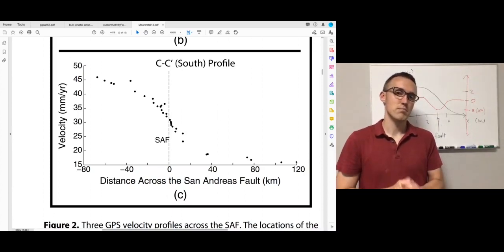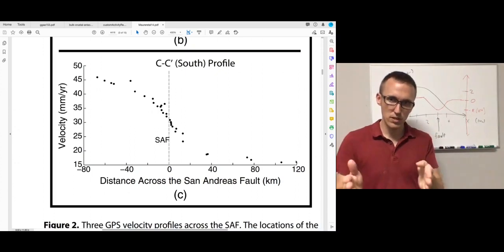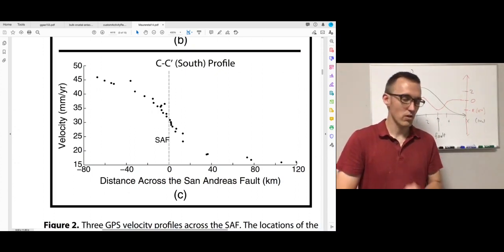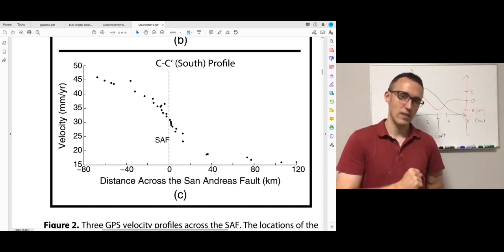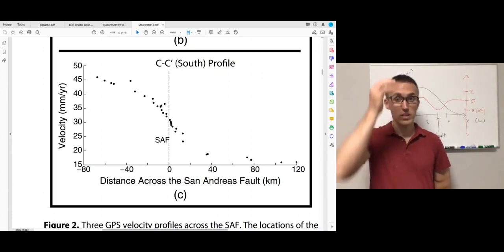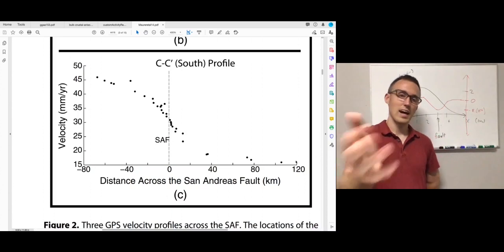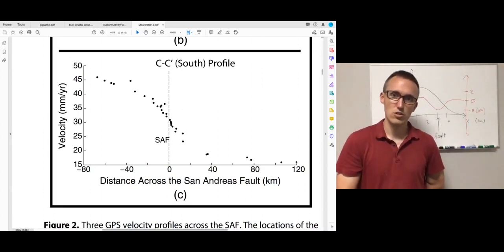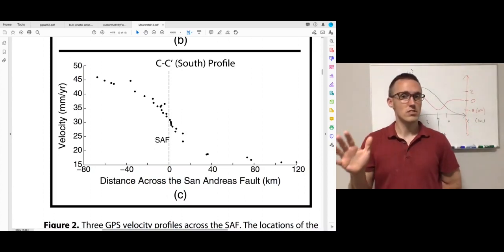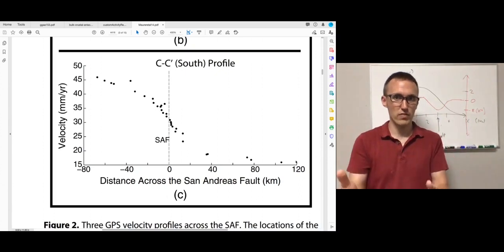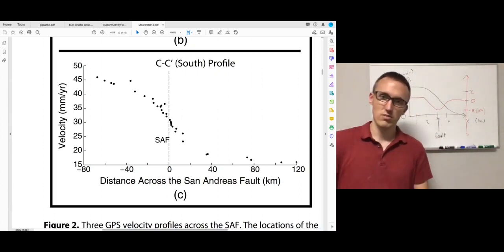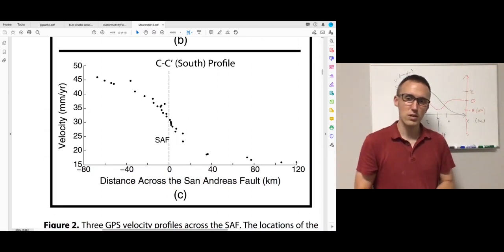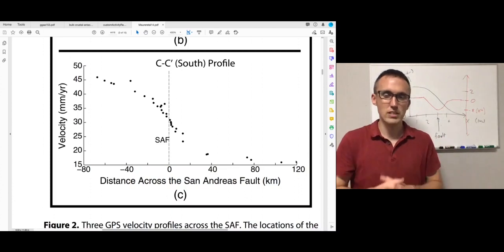So what does this tell us? Basically, we can just simply look at the GPS data, and we already know where the fault is because we know where the strain rate is highest. So we don't need to know where the San Andreas fault is. I could give you this profile, and you would be able to tell me based on the strain rate, based on the derivative of the velocities. Now you would have to smooth the velocities, you'd have to take the derivative, but you would be able to tell me where the San Andreas fault is, or where a fault is based on the data.